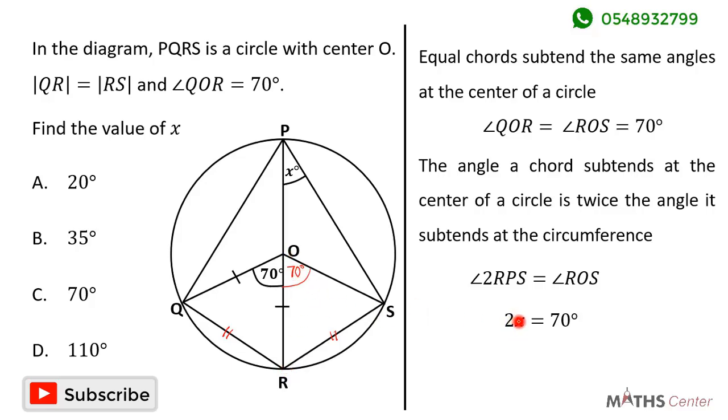So we have 2 times X, which is 2X, is equal to 70 degrees. To get X, I'll divide both sides by 2. So X will be equal to 70 degrees divided by 2, and that will give us 35 degrees. So the value of X in this diagram is 35 degrees. When we look through the options given to us, you can see that the correct option is B.